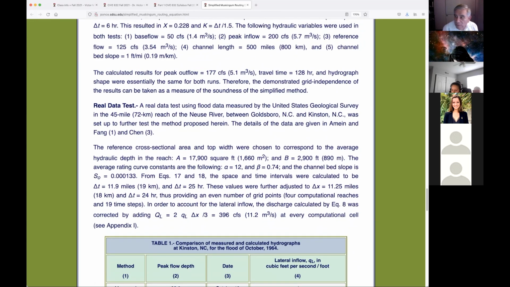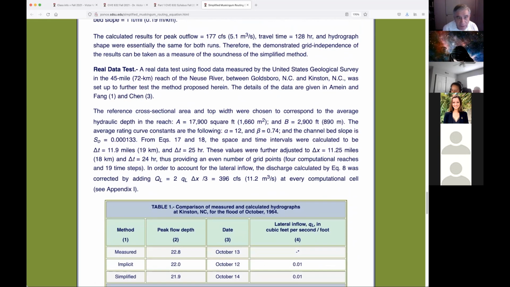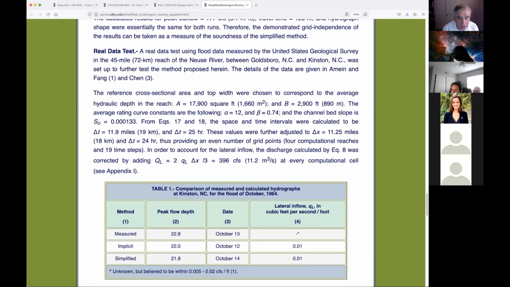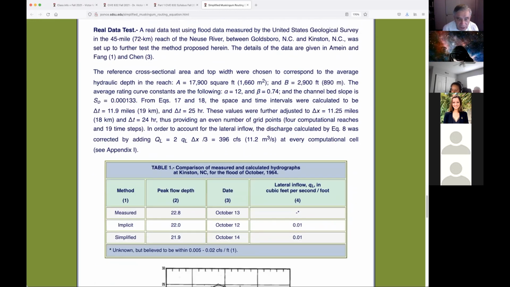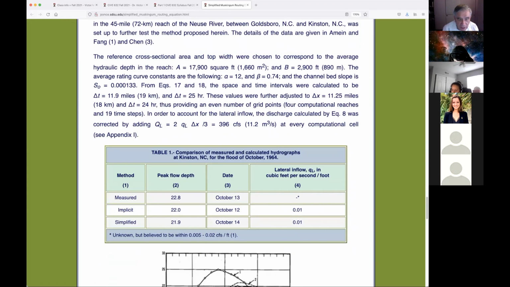We're going to do the real data test, and I'm going to speed up a little bit here, otherwise we won't finish. The real data test: we had some data that was contributed by Professor Cheng, who was my colleague at the time at Colorado State. So we got the data in here for the real data, and we ran the implicit method. The implicit method is the method of Danny Fred.